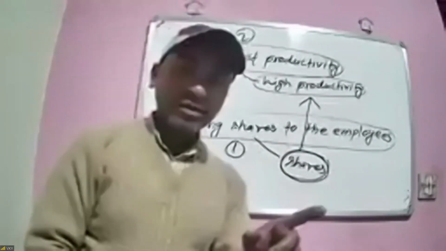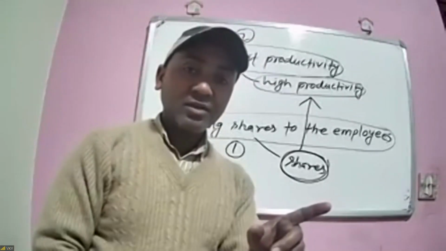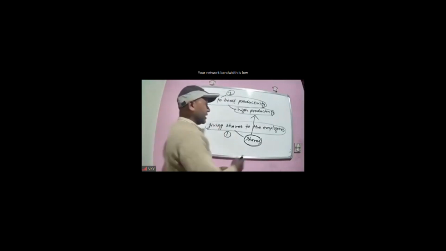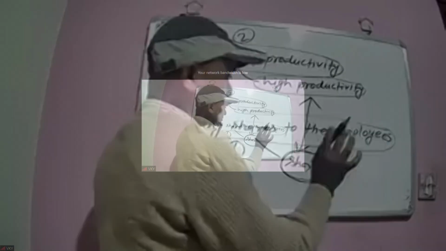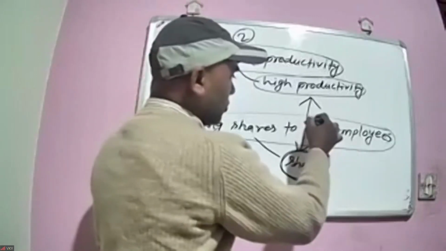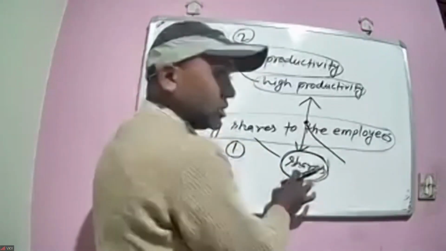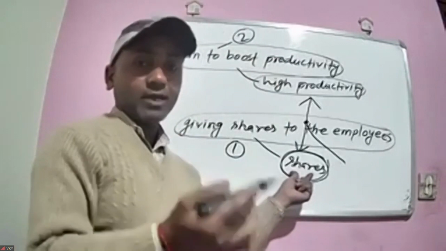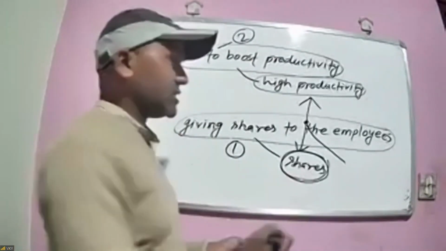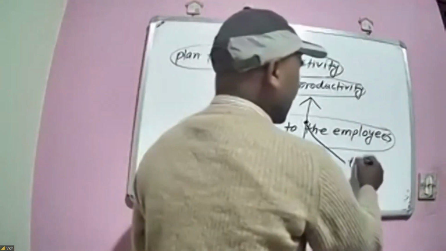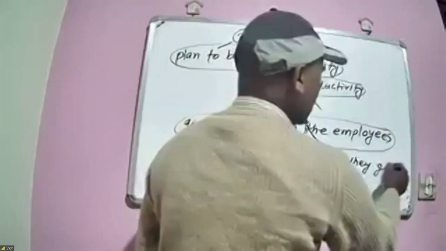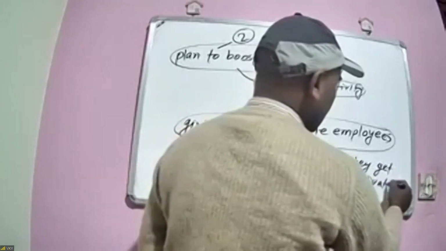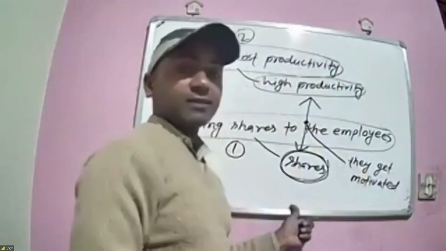Do we have to give this as an answer in reference to the text, or do we also have to create an assumption to fill up this gap? Oh, so here we see the gap. And in this gap, what comes? We gave shares, isn't it? Shares were provided to the employees. When they get shares, what happens? They get motivated. When they get shares they get motivated, isn't it?